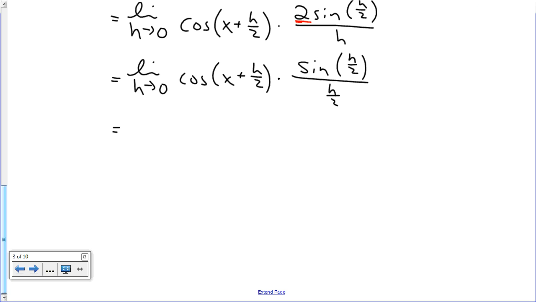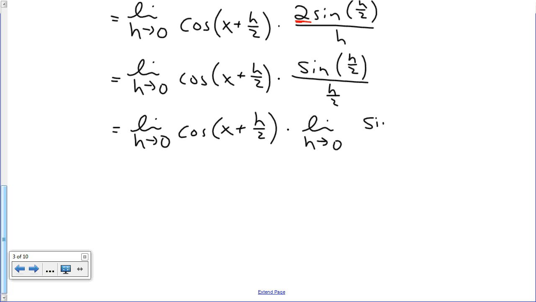All right. Now what I see I have here is the limit of a product of two things, the product of this cosine times that sine over h. So let's use our property for limits that says the limit of a product is equal to the product of the limits. So this is the limit as h goes to 0 of the cosine of x plus h over 2, times the limit as h goes to 0 of the sine of h over 2 all over h over 2. Limit of a product is equal to the product of the limits.